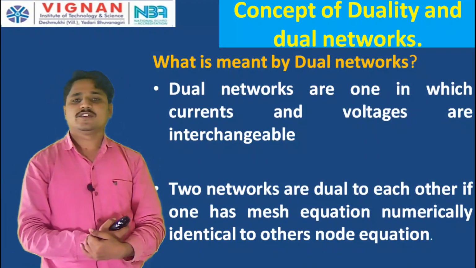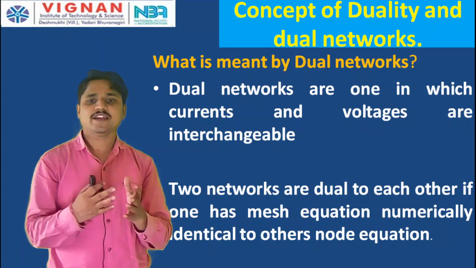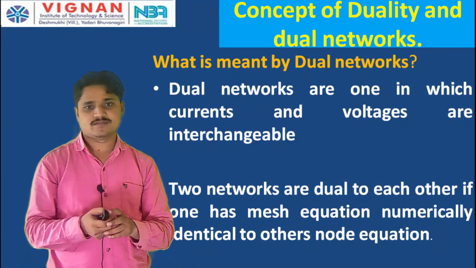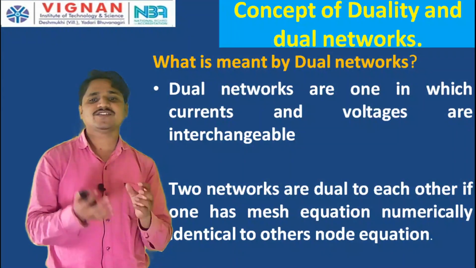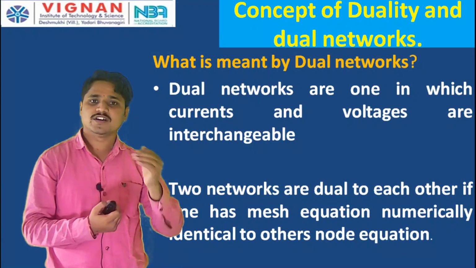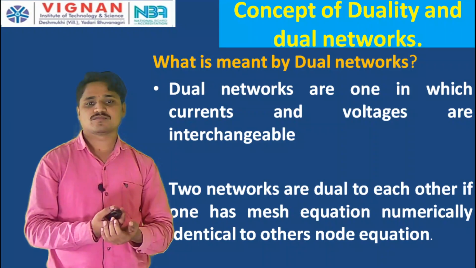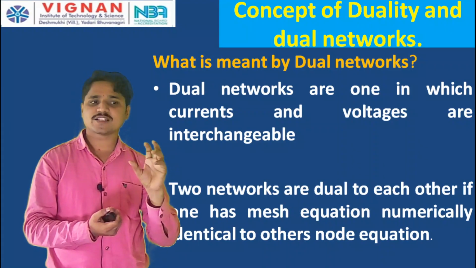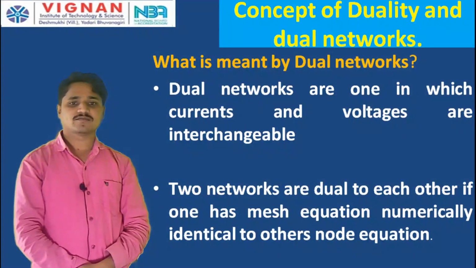So, the concept of duality and dual networks. What is meant by dual networks? Dual networks are ones in which currents and voltages are interchangeable. That means a current source is changed into a voltage source and a voltage source into a current source. If that is possible, then the two networks are said to be duals of each other.